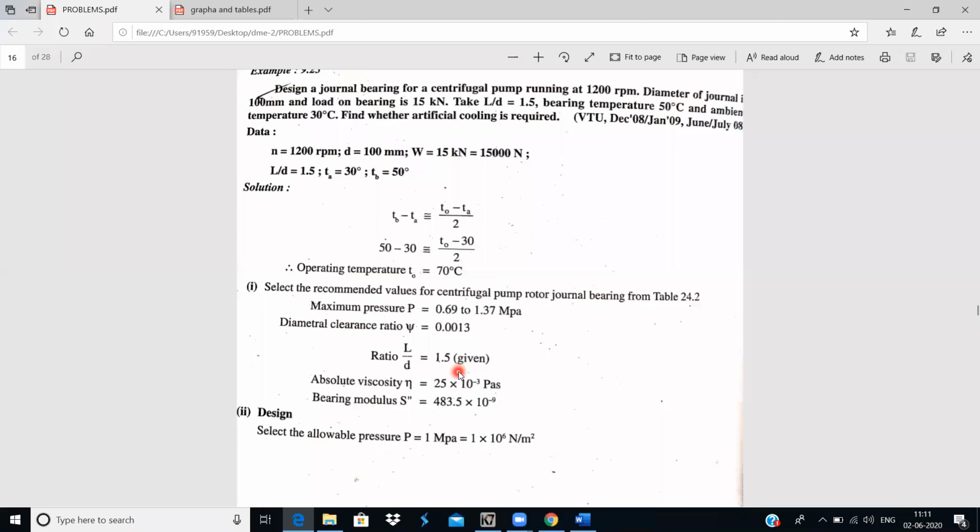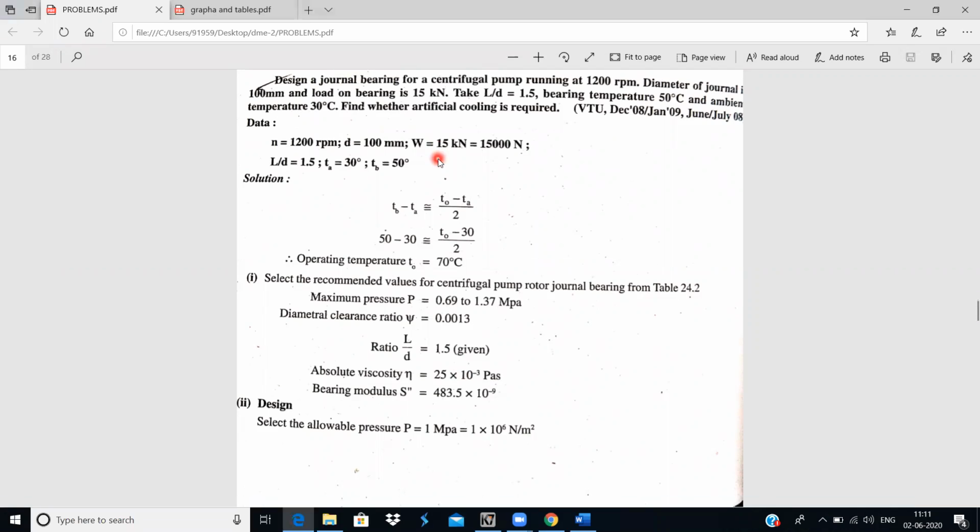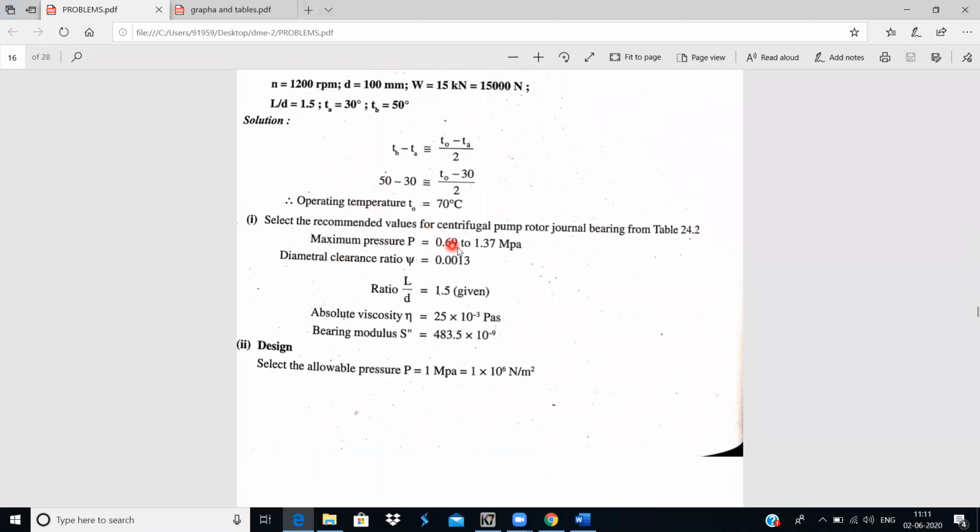After taking this, the second step is design. Now this is the maximum pressure. Always when you are going to design, we should not consider the maximum pressure. We are going to consider the allowable pressure. So maximum pressure is 1.37. So allowable pressure should be less than the maximum pressure. Therefore, we are going to select allowable pressure P is equal to 1 MPa. We are converting into meters, everything we are substituting in meters. Therefore, 1 into 10 to the power of 6 Newton per meter square.